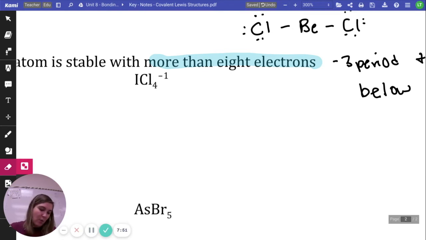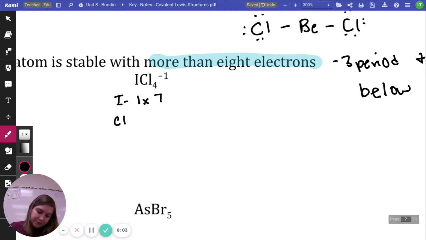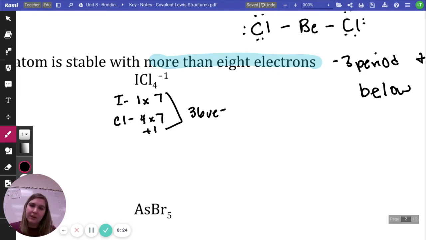ICl4 -1. All right, so let's determine our valence electrons. So I have 1 iodine, and it's in group 17, so that means it has 7 valence electrons. Then I have 4 chlorines, also in group 17. And then it's -1, so that means I'm going to add 1 extra electron because negative tells me that I've added 1. So 7 plus 28 plus 1 gives me a total of 36 valence electrons to work with.